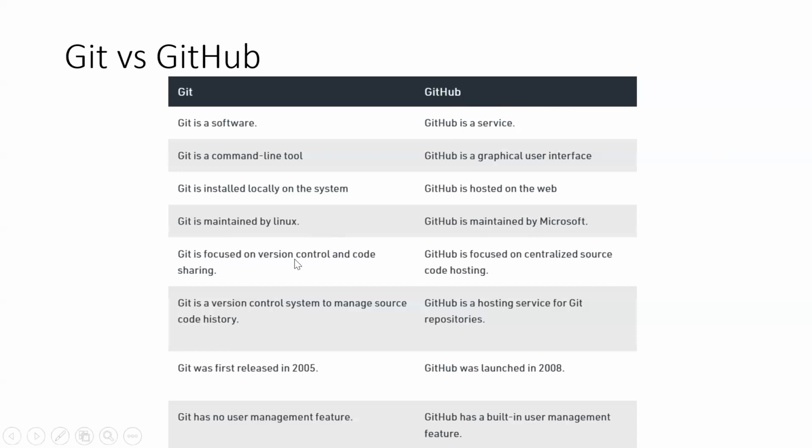Those are the differences. I'm not going to repeat this because you can quickly check it. Git is maintained by Linux. GitHub is maintained by Microsoft. Git is installed locally on the system. GitHub is hosted on the web.